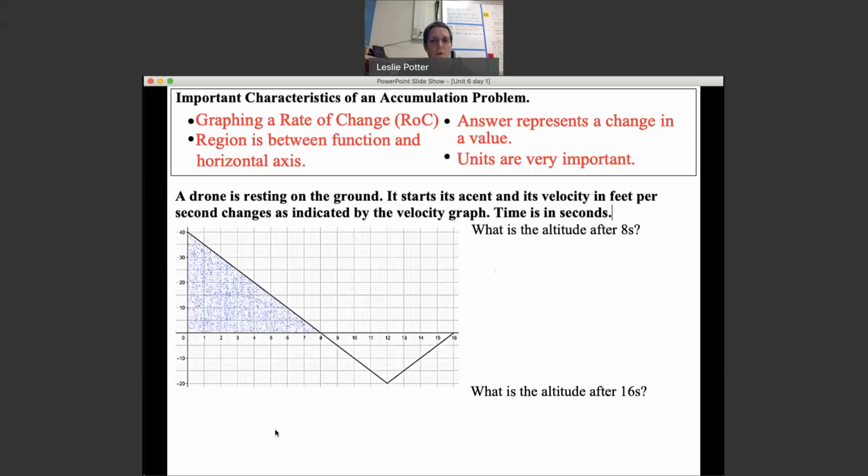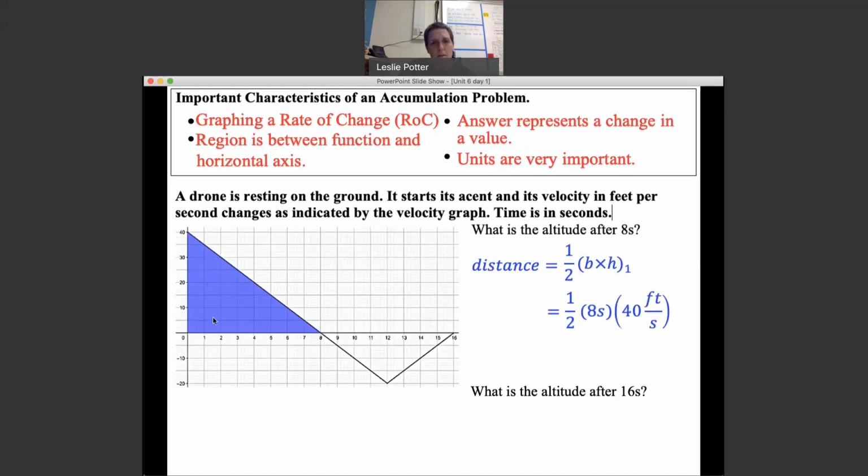Okay, so I'm assuming you've tried this on your own. So we know that this region represents a positive displacement. We're starting at the ground, so since it says resting on the ground, we can call that a position of 0. And so when we find the value of the area of this region, we have base times height. The base here is 8 seconds. The height is 40 feet per second. And that's in feet per second because that's what the graph said. And so that ends up being 160 feet up.